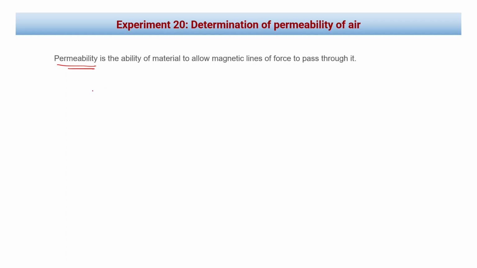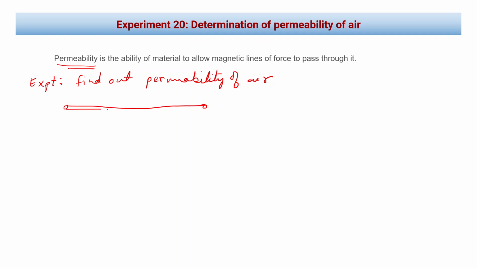So the experiment was to find out the permeability of air. This was the experiment. So let's understand the working, how to get the working formula for this experiment. To find this out, we are considering two conducting rods. They are put parallel.